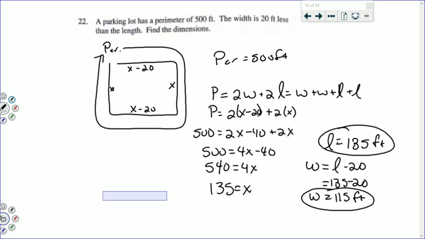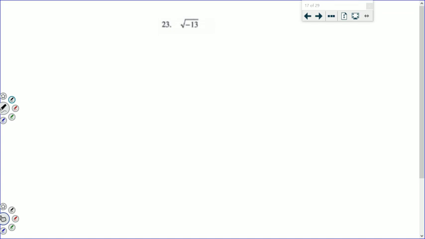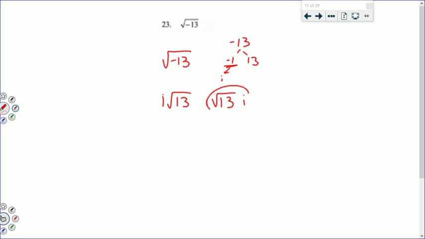Let's go. All right, so this is asking us to simplify in terms of i. So if we have the square root of negative 13, whenever we have a square root of a negative number, negative 13 splits up into negative 1 and 13. 13, however, is a prime number, so we can't take that out, but the negative 1 turns into an i. So we have i times the square root of 13, or square root of 13 times i. One of these two, whichever you prefer.